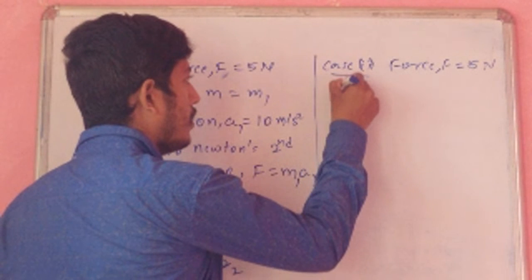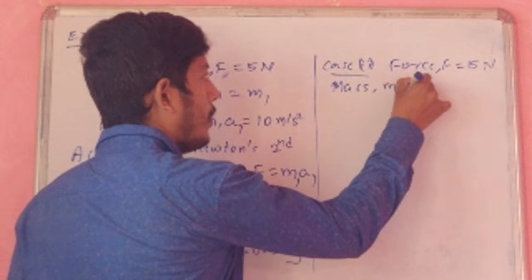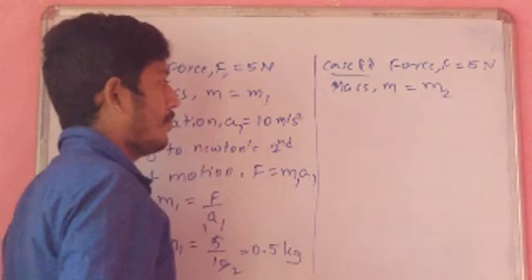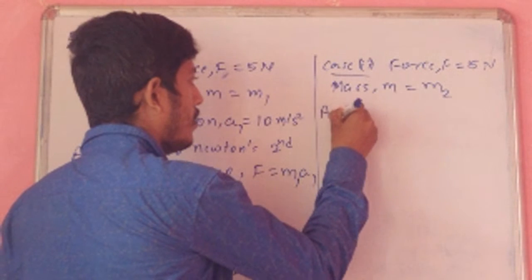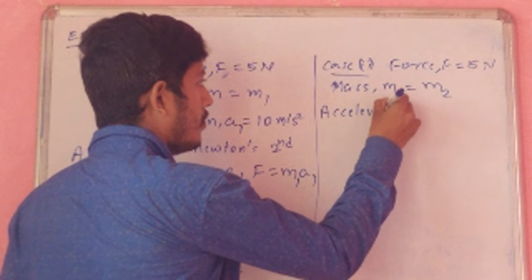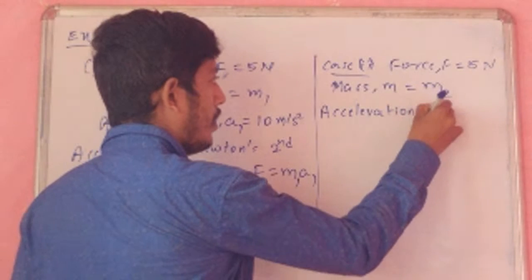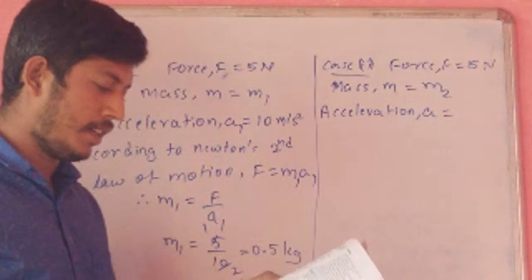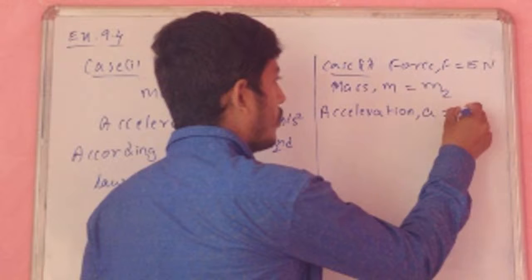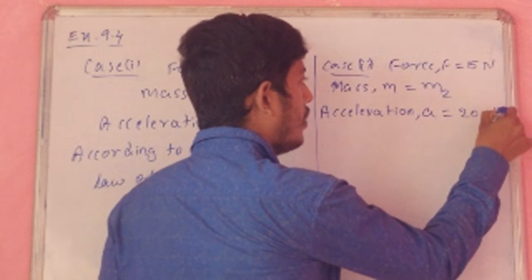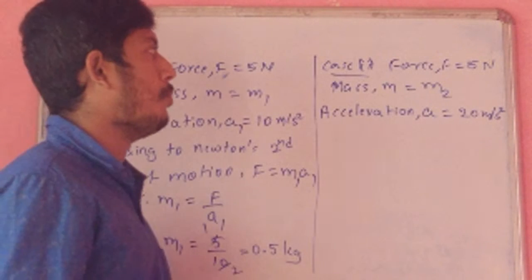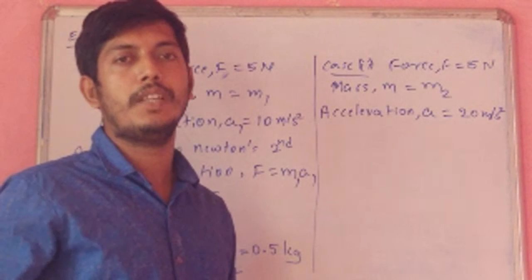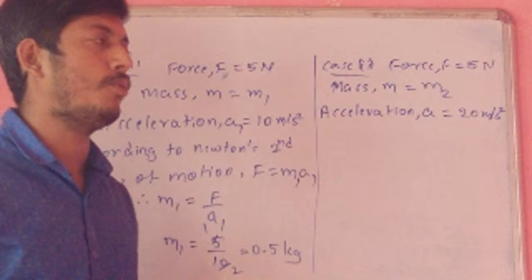Mass, m equals m. Then acceleration is given. Acceleration a equals how much? In the second case, it is 20 meter per second square. Now again we have to find out m1, m2 by using Newton's second law of motion.